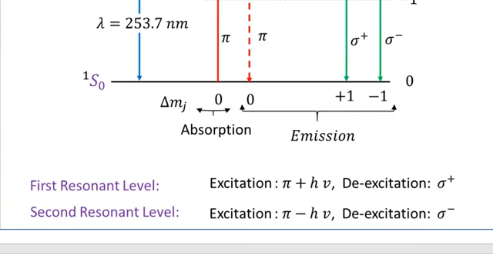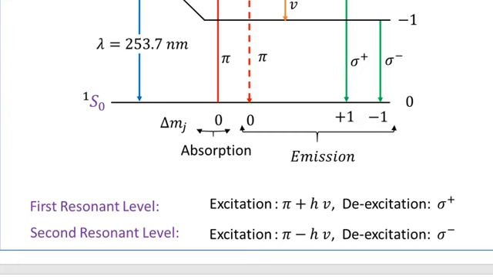And once the level Mj is equal to minus 1 is excited, then of course it will de-excite to the ground state using the transition represented by sigma minus light, which is also circularly polarized light with the electric field perpendicular to that of the applied magnetic field. So you see that here I have indicated two resonant levels. So that is why it is a double resonance experiment.